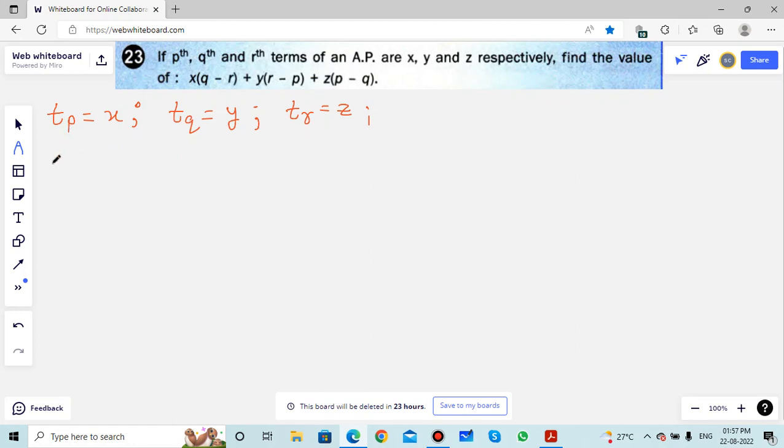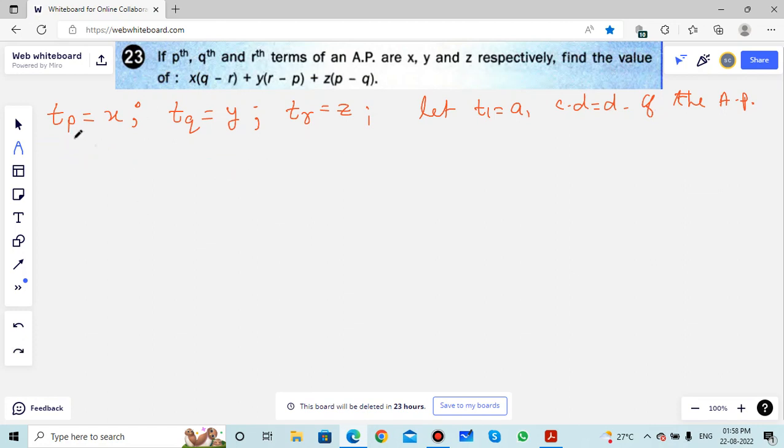Okay, let's see what is Tp. I mean Tn is a plus n minus 1 d. So let the first term T1 be a and common difference be d of the AP. So assumption you have to write it always. I'm not writing it in all the questions, but you have to write it. From here we will start.